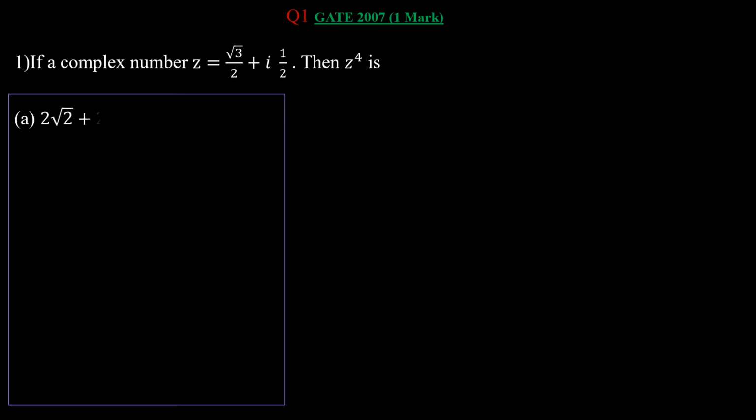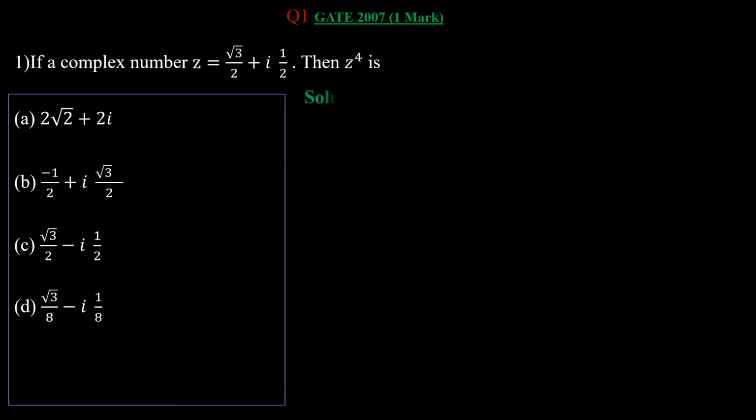Okay, so let's take the first question of today's discussion. Very simple question that I have picked. If a complex number z is equal to root 3 by 2 plus i 1 by 2, then we have to find z to the power 4. So this is the example, z to the power 4 is required; in place of it any number can be written, right? The options are: 2 root 2 plus 2i; minus 1 by 2 plus i root 3 by 2; root 3 by 2 minus i 1 by 2; root 3 by 8 minus i 1 by 8.